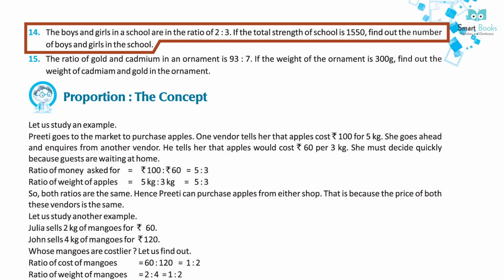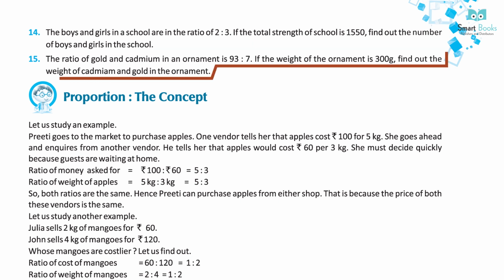If the total strength of the school is 1,550, find out the number of boys and girls in the school. Solution: boys 620, girls 930. Question 15. The ratio of gold and cadmium in an ornament is 93:7. If the weight of the ornament is 300 grams, find out the weight of cadmium and the gold in the ornament. Solution: cadmium 21 grams, gold 279 grams.